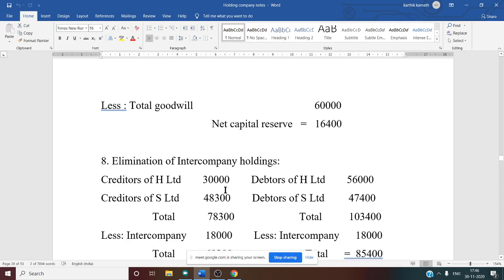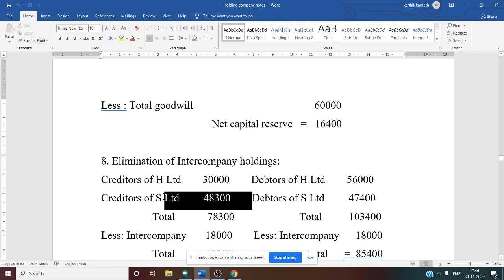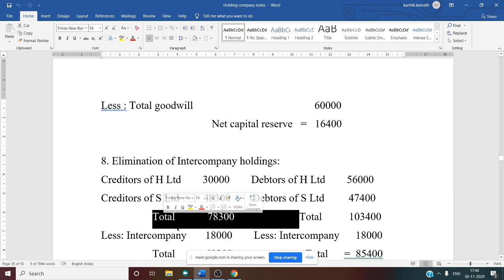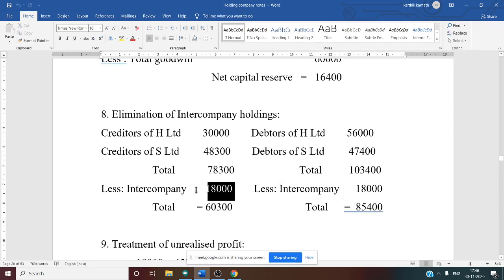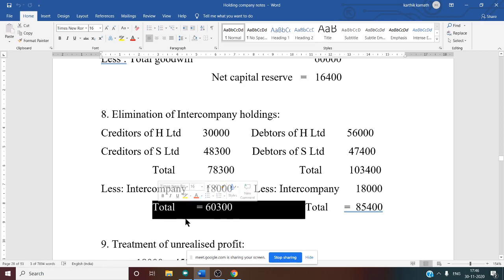So now let us see working note number 8, intercompany transaction. Creditor of H Limited, if you see the balance sheet, you will get 30,000. Creditor of S Limited is given as 48,300. So total creditor is 78,300. From that deduct intercompany 18,000 and you will get 60,300. This 60,300 you have to show in the consolidated balance sheet. So now this is very clear. Under creditor in the consolidated balance sheet, you have to write 60,300.